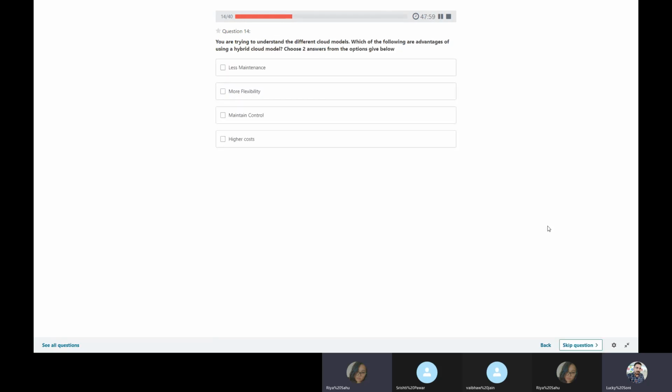Question 14, please. You are trying to understand the difference between different cloud models. Which of the following are the advantages of using a hybrid cloud model? Choose two answers from the options given below. Hybrid cloud, less maintenance and more flexibility. Yeah, more flexibility for sure. Less maintenance. Yeah, right, correct.